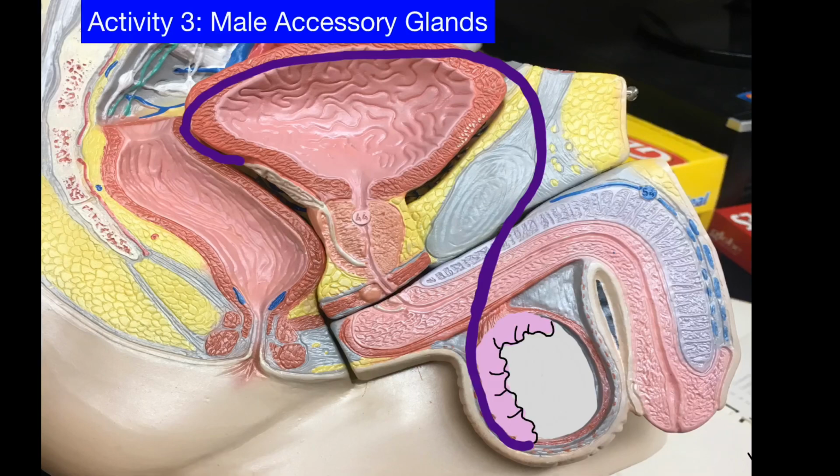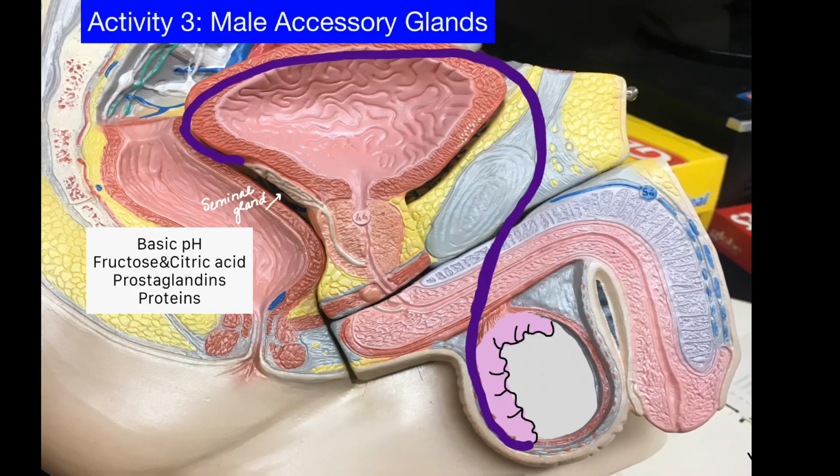So remember, our sperm leave the testes through the epididymis along our vas deferens, up and behind our bladder. The first thing that we encounter here are the paired seminal glands or seminal vesicles. So we can only see one, but there's 2 of them. They're located posterior to the bladder.